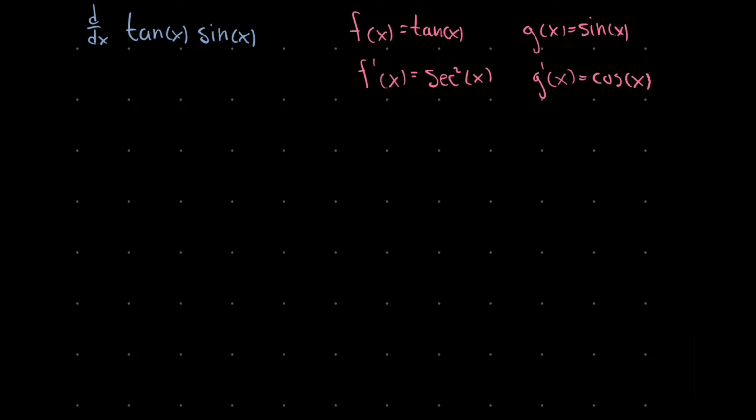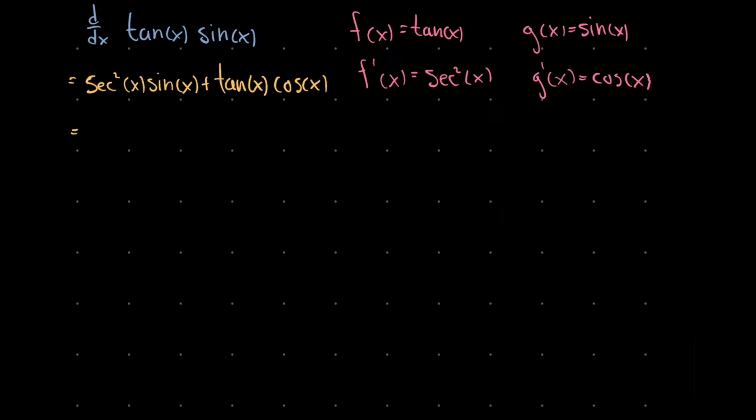So we have that the derivative of this is going to be the derivative of tan, so secant squared of x times sine x, then plus tan x times the derivative of sine, so just cosine x. And we could actually reduce this a little bit because tangent is known to be sine over cosine.